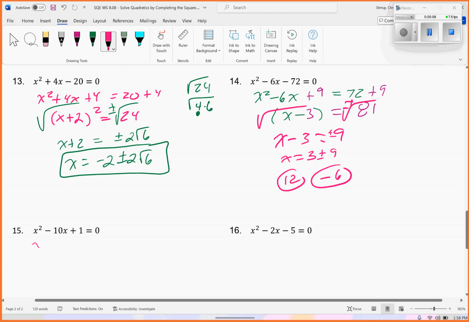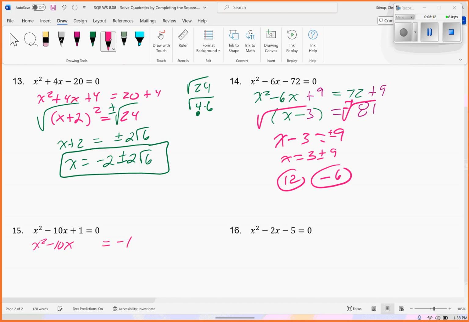Number 15, subtract the positive 1, so you get negative 1 over here. Set your parentheses up. So I get x, that sign comes down, half of 10 is 5, 5 squared is 25, add 25 to both sides. So I'm going to get 24, root, don't forget plus minus.